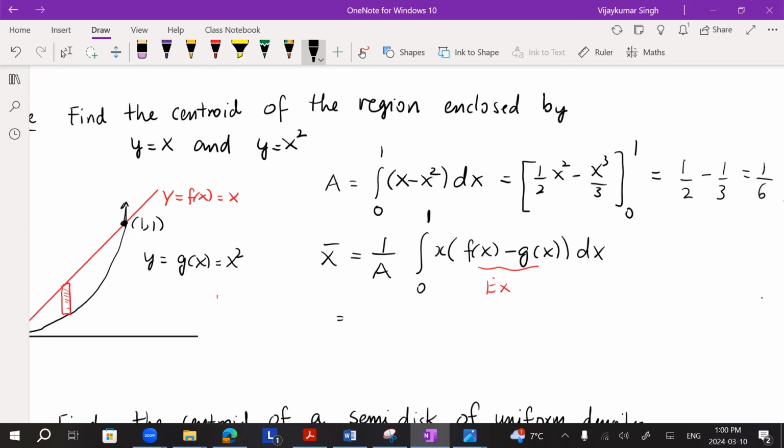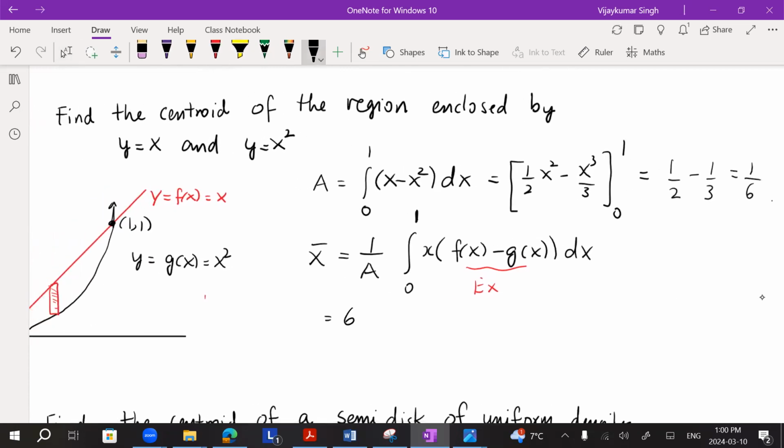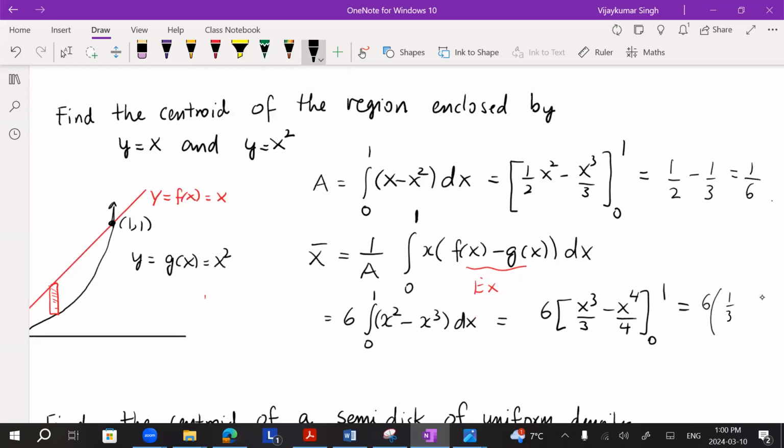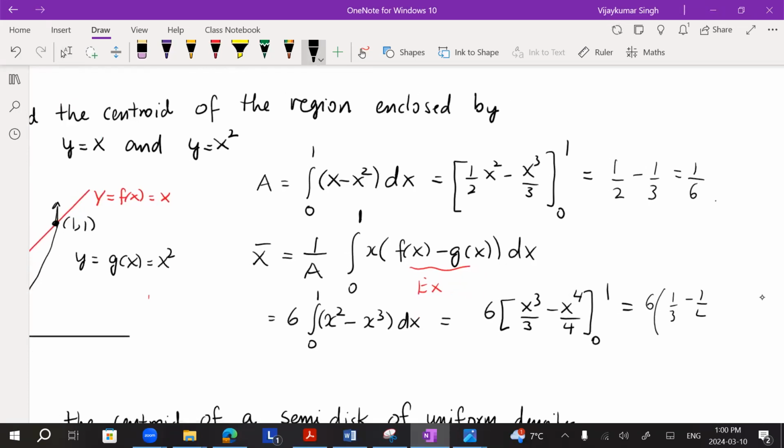and that's going to be, so 1 by A, so 1 by 1 by 6, that's going to be 6 times the integral from 0 to 1 of x times f of x minus g of x, which is x squared minus x cubed dx, which is going to be 6 times x cubed by 3 minus x to the power 4 by 4, from 0 to 1. That's going to be 6 times 1 by 3 minus 1 by 4, which is 6 by 12, which is half.